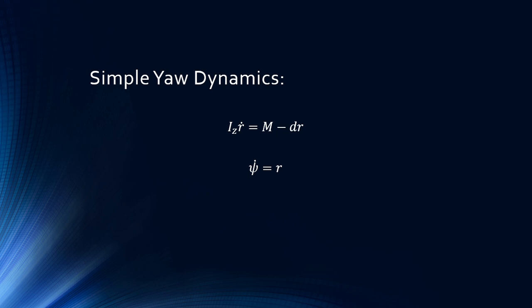The model of yaw motion will start with a simple rotational dynamic equation. Here Iz is the rotational inertia, M is the applied moment or turning torque, D represents rotational damping, and r is the yaw rate. The second equation tells us that the derivative of the yaw angle is simply the yaw rate.